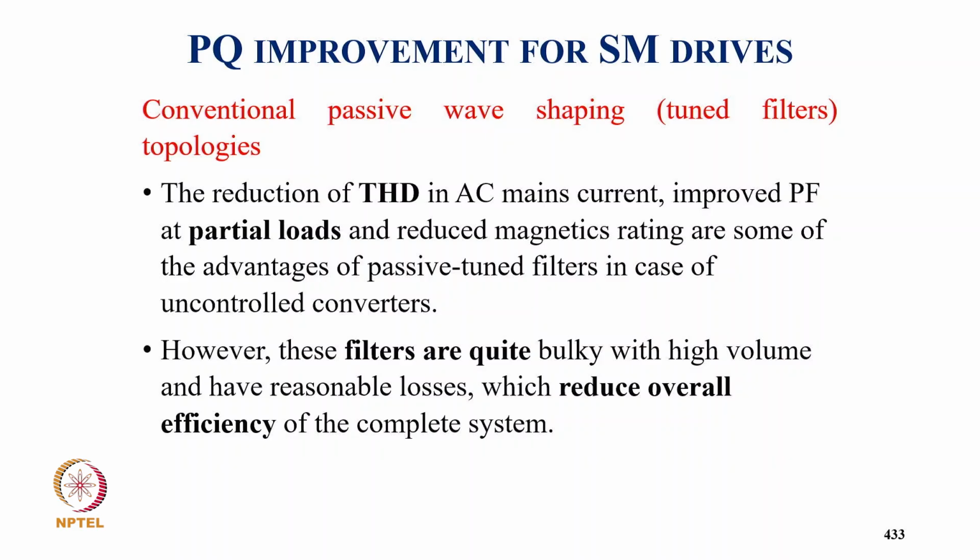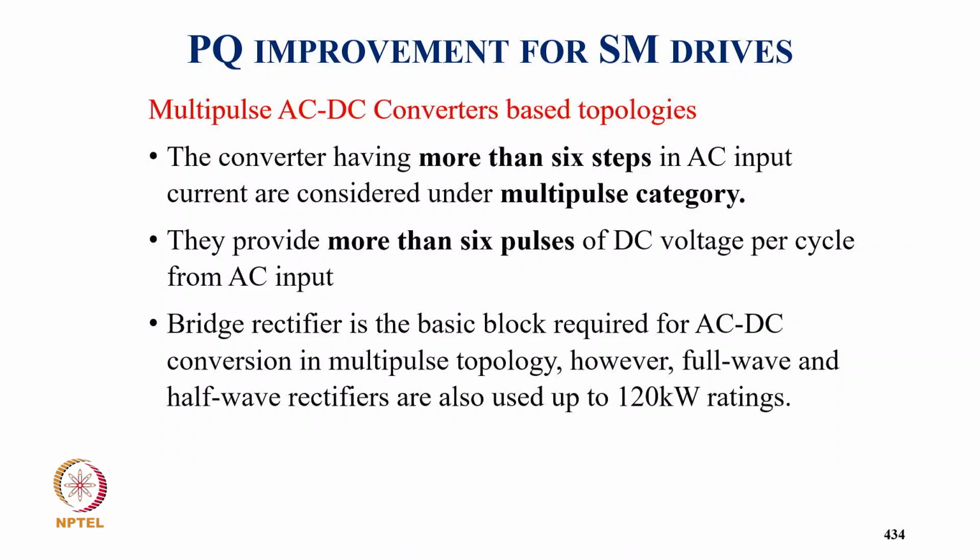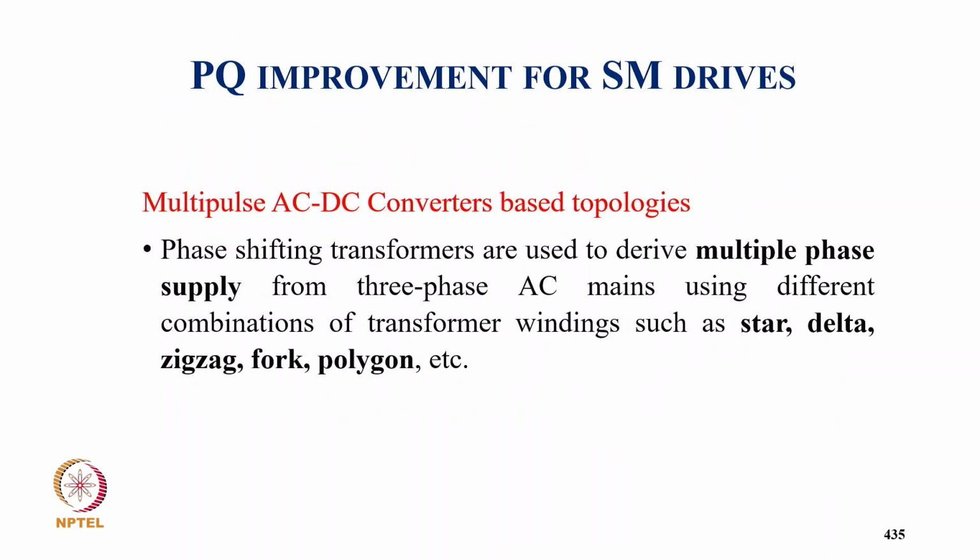However, these filters are quite bulky with high volume and have reasonable losses, which reduce the overall efficiency of the complete system. So coming to multiple AC/DC converter based topology, the converters having more than 6 steps in AC current are considered under the multipulse category, and they provide more than 6 pulses of DC per cycle from the AC input current. And the bridge rectifier is the basic building block of AC/DC conversion in multipulse topology. However, the full wave and half wave rectifiers are also used for up to 120 kilowatt rating.